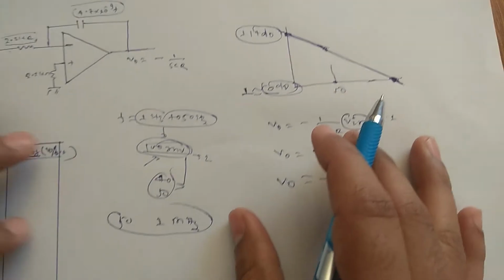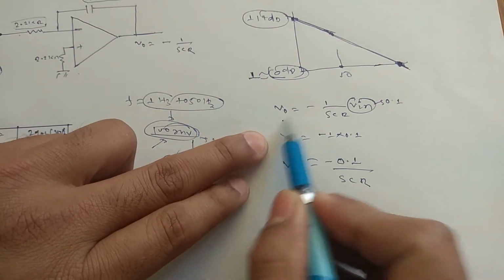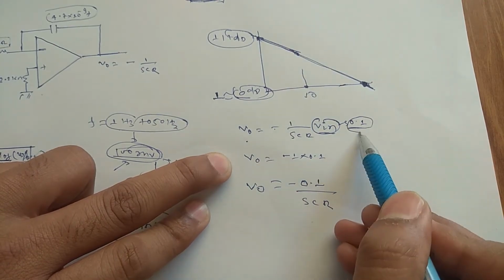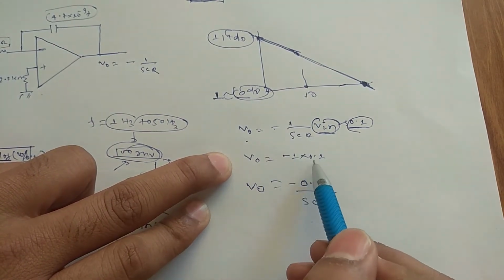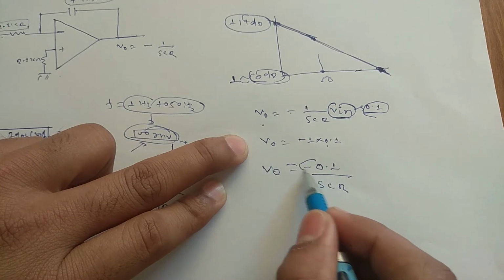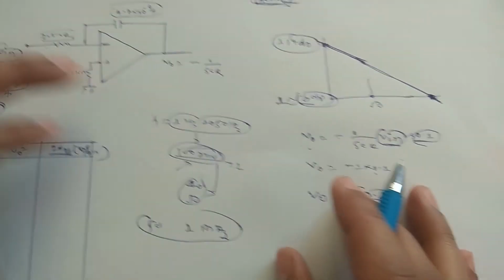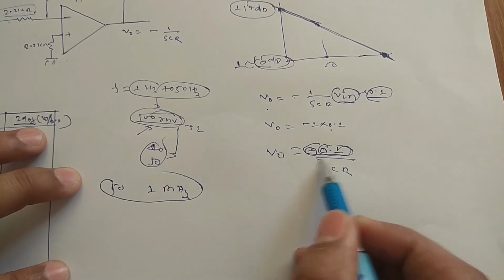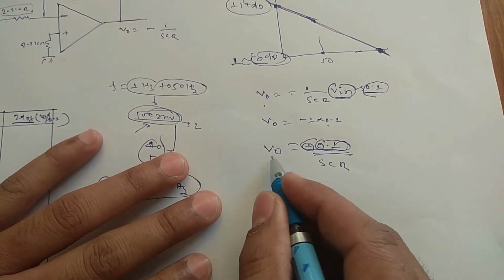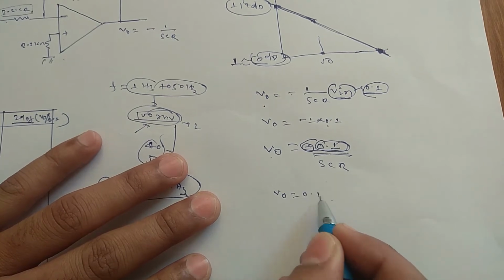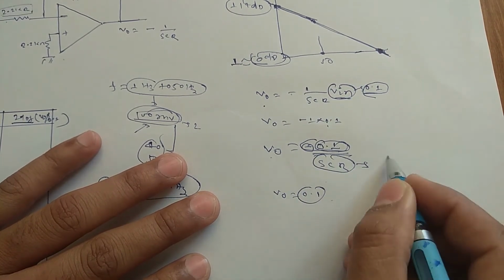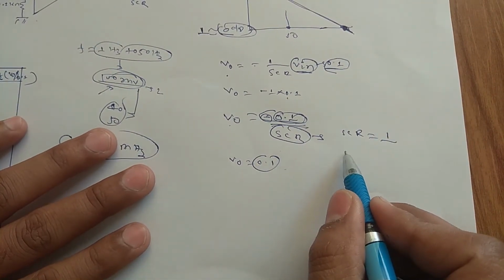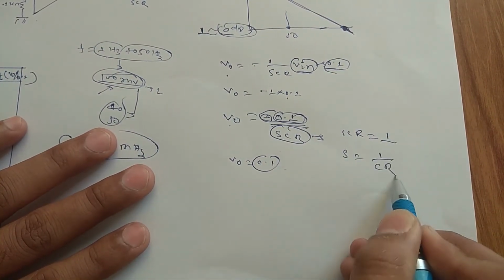In practice, 0 dB is equivalent to a gain of 1, because 20 log 1 is going to give you 0 dB. Now if you see, the V0 equation is minus 1 by SCR into Vin. For Vin, we are taking just the magnitude, 0.1. If you multiply 1 with 0.1, you are going to get this value. This sign is coming because of the inverting operation only. Now this is 0.1 by SCR. Our output is going to come around 0.1 when this value SCR is equal to 1. When SCR is equal to 1, it means S will be 1 by CR.